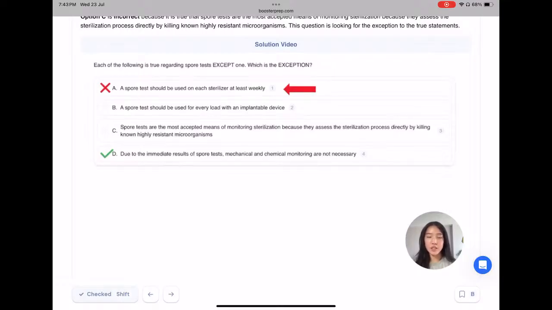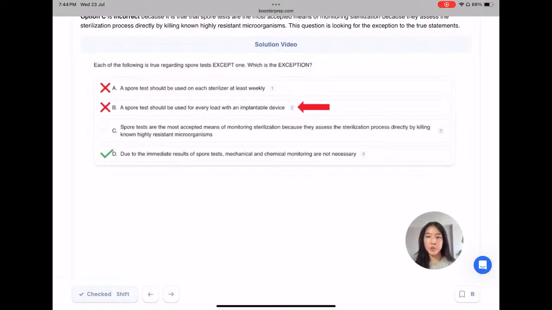A is incorrect. It reads that a spore test should be used on each sterilizer at least weekly, and this is the expected frequency, so this answer is incorrect. We do want to conduct a spore test weekly rather than monthly or at even longer intervals because it'll just help us reduce the risk of exposure to patients and the use of improperly sterilized instruments if for some reason the sterilizer was not working properly and we failed to catch it.